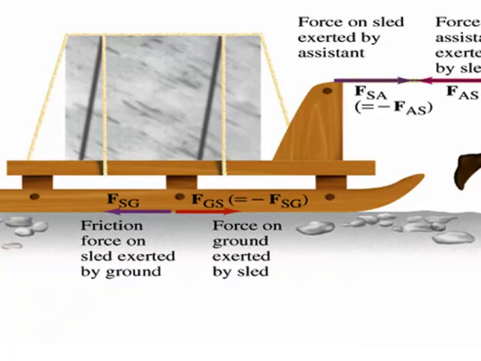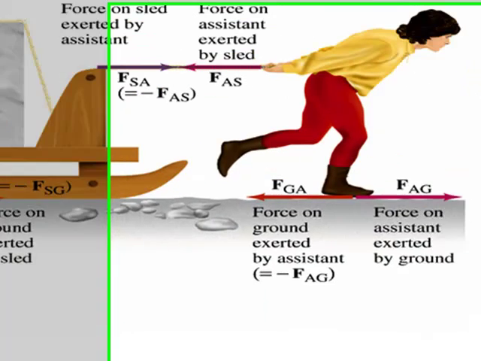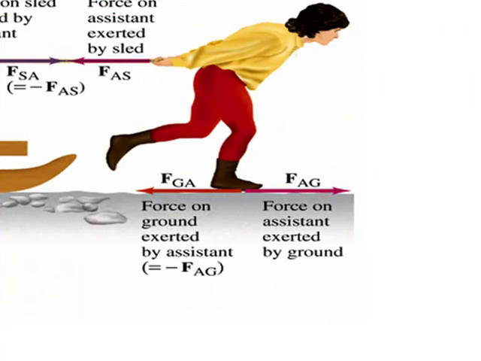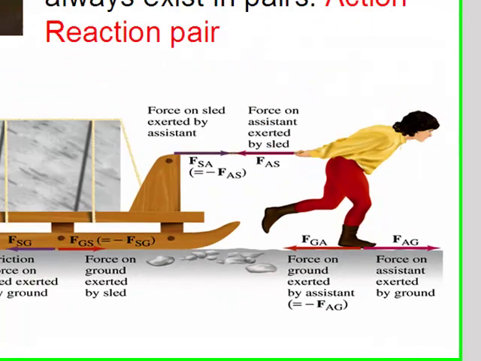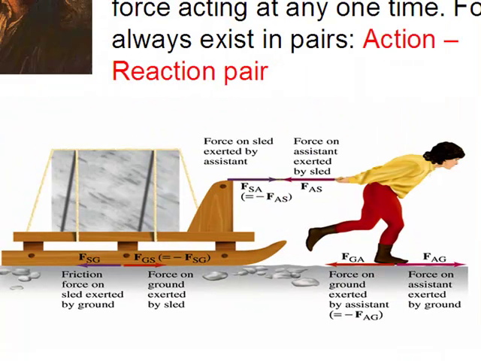Now let's look at the forces existing between the man and the ground. Now as he's walking on the ground, he pushes on the ground with a force which is represented by FGA, and there's an equal and opposite force from the ground on the man represented by FAG. Now these two again form another action-reaction pair. So in this system you can see there are three action-reaction pairs, and in your questions when you deal with Newton's third law, you must be able to identify the action-reaction pairs correctly to answer the questions correctly.